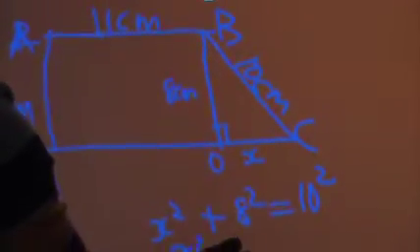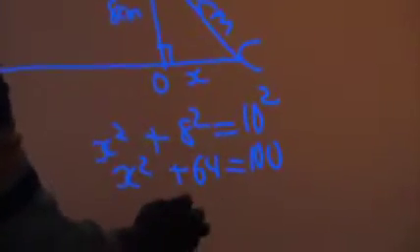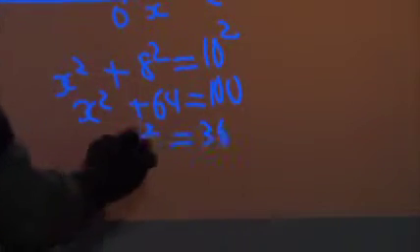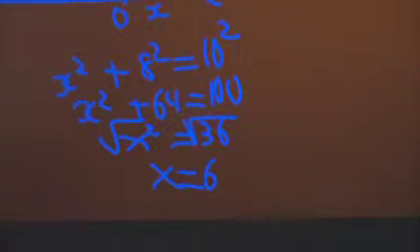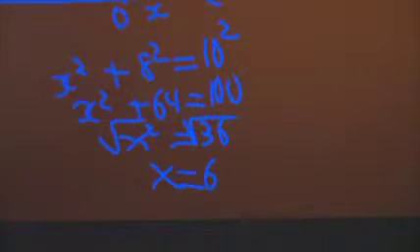So that would be X squared plus 64 equals to 100. Subtract 64, we're going to have X squared equals to 36. Take the square root of both sides. We're going to have X is equal to 6. So now we have calculated OC to be 6.